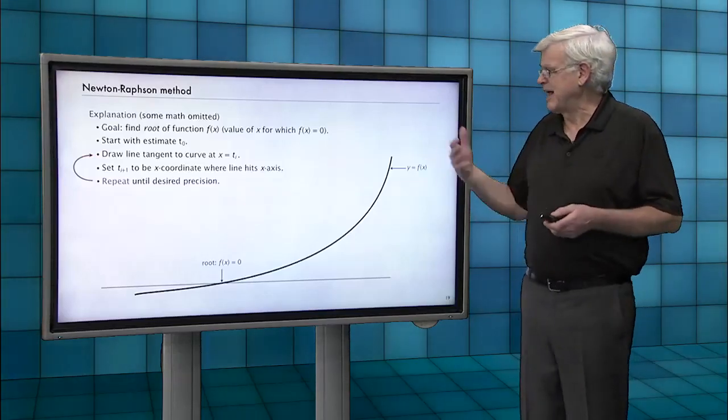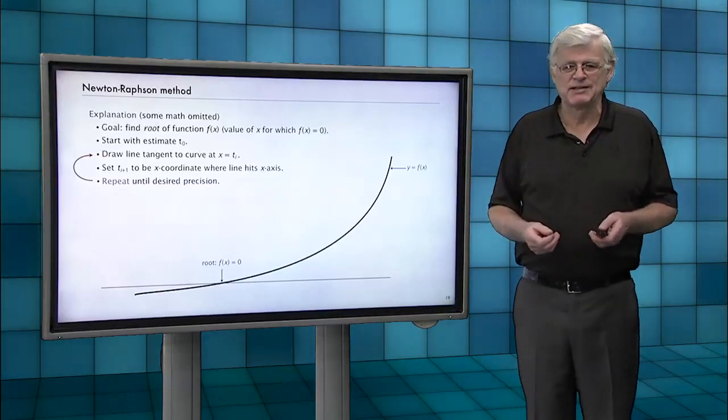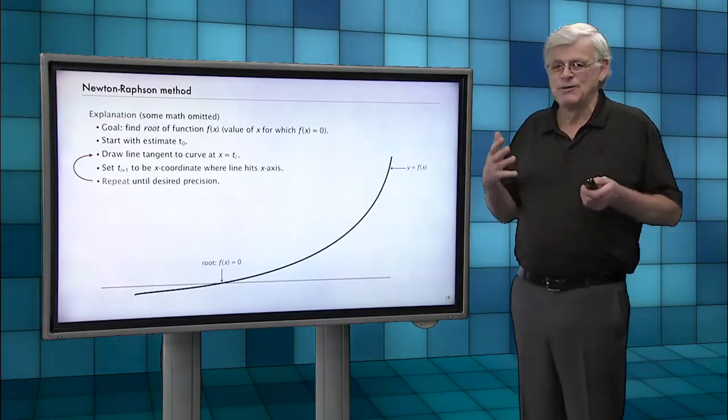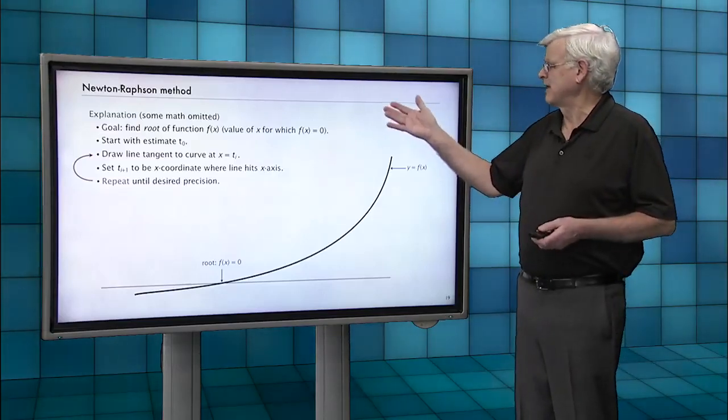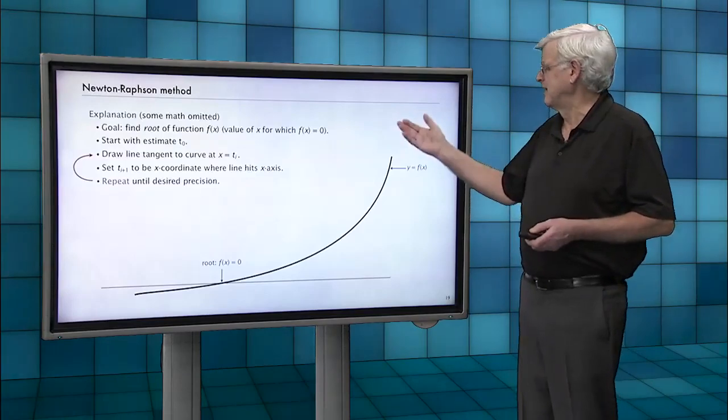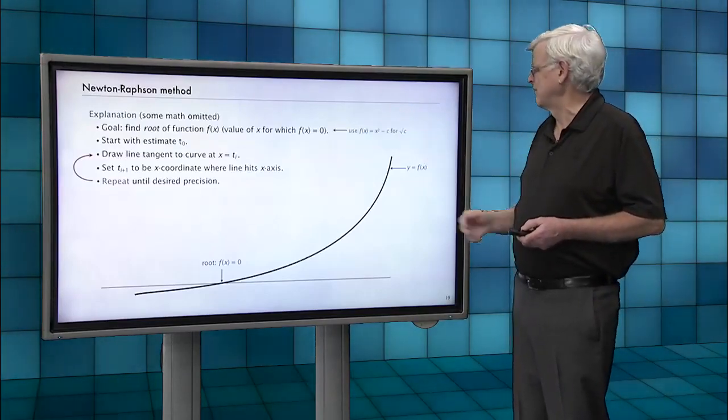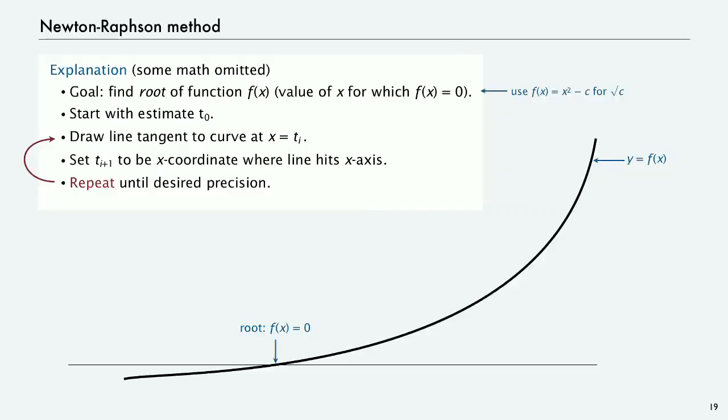I'll omit some math, or those of you that are interested in the math can fill in some of the details. Why does this method work? It actually works to find the root of any function f of x, that's the value of x for which f of x equals 0. So for square root, in this formulation, f of x equals x squared minus c.